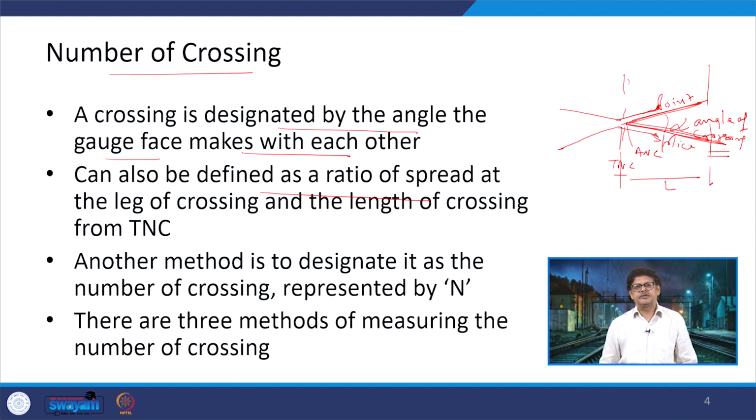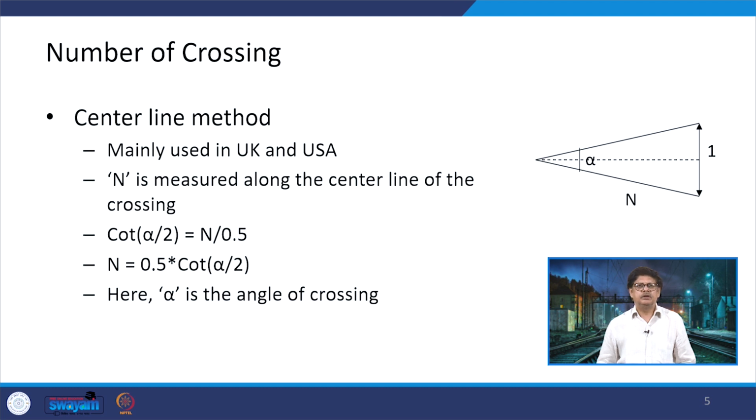The alternate method is to designate it as the number of crossing, which is represented by n. So we also say that it is a 1 in n turnout, and this n may have different values. They are designated values which are used on Indian Railways, say 8.5, 12, 16, 20. These are the usual values being used.